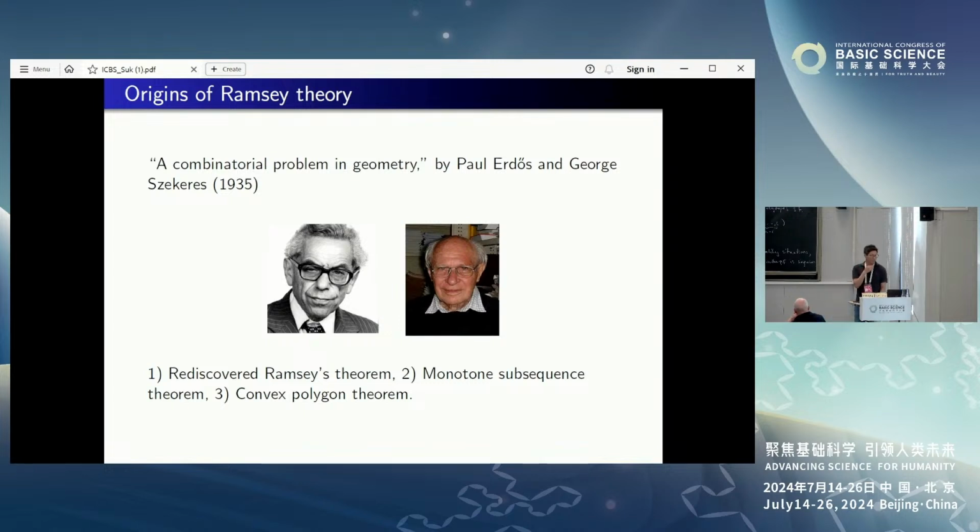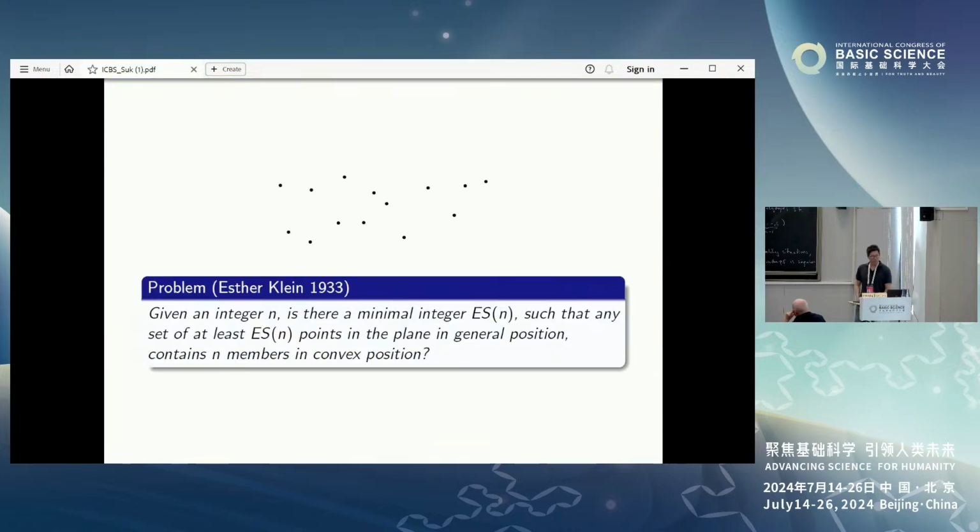And so the story behind the polygon theorem, a few years earlier, the following geometry question, which says, suppose you're given an integer n, there's going to be a minimum integer ESN, just to have the points in general position and convex. And when I say that your point set is in general position, I mean, start off with, has no 3 collinear members.